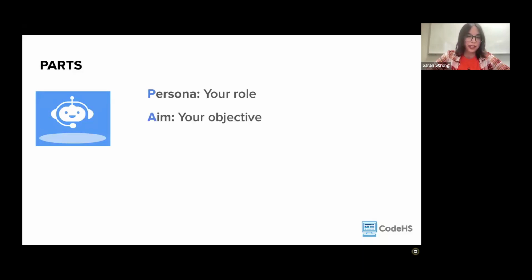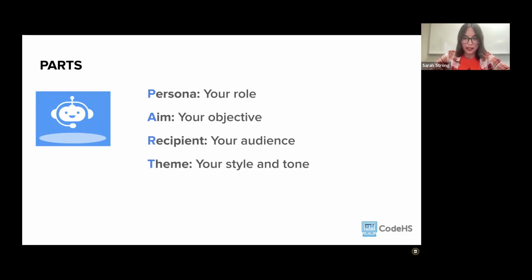Aim. So what do I actually want this prompt to give me? For example, I might be asking it to make an assignment for me, and I can describe what that assignment is. Recipient, your audience. So I can say that I'm going to give this to my high school students who are age 14 to 18 or so. Theme. So I could say, I want this in paragraph form. I want this in bullet points. I want this in a table so that the output is useful to me.